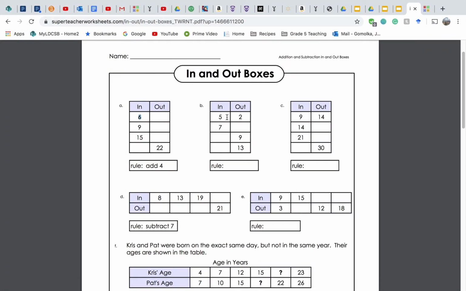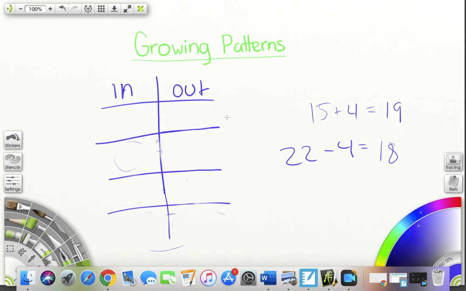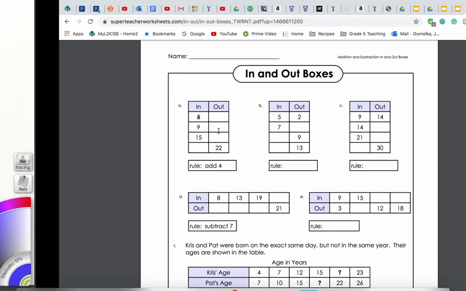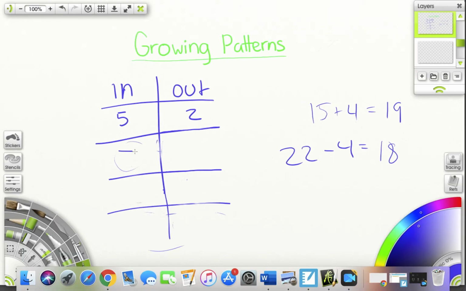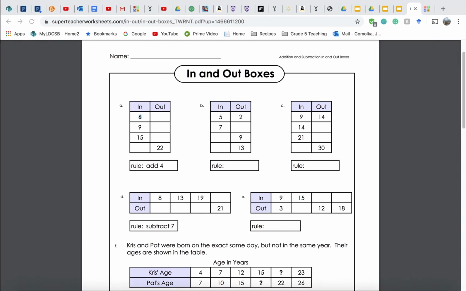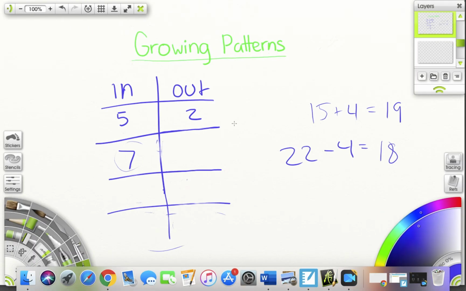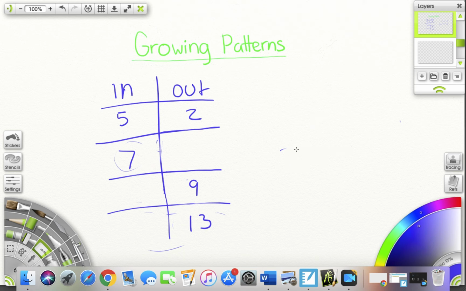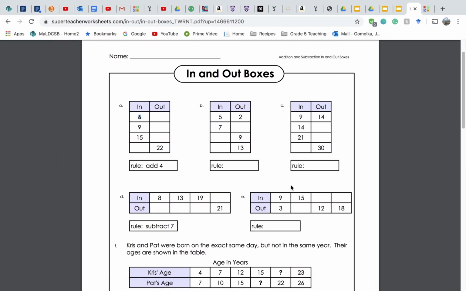So this one right here is, we have 5 is our first number, 2 is our second, 7 is the second number. And this one is 9 and 13. So to find the pattern rule, this one doesn't actually give us the pattern rule. We have to find it ourselves. So see how we have to fill in the pattern rule here?